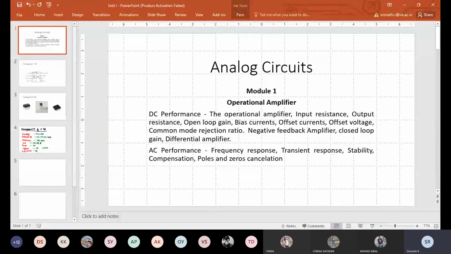Before going into it, we need to know what is meant by an integrated circuit. Integrated circuit, otherwise said to be IC, is a miniature, and it is a low cost electronic circuit.